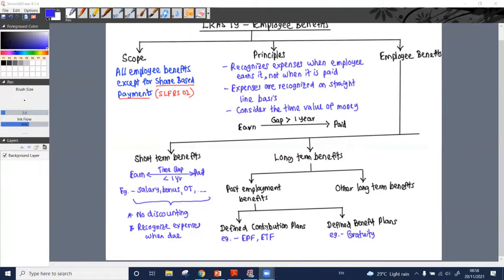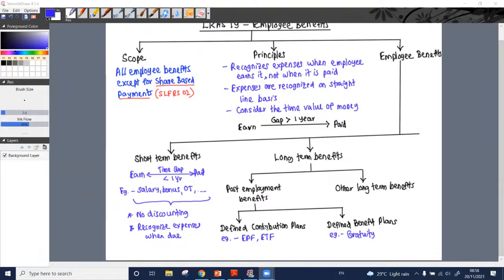When it comes to defined contribution plans, we follow simple accounting. This month's EPF is expensed in this month, and this month's ETF is expensed in this month. But when it comes to defined benefit plans, we need to follow complex accounting. It is also another difference.